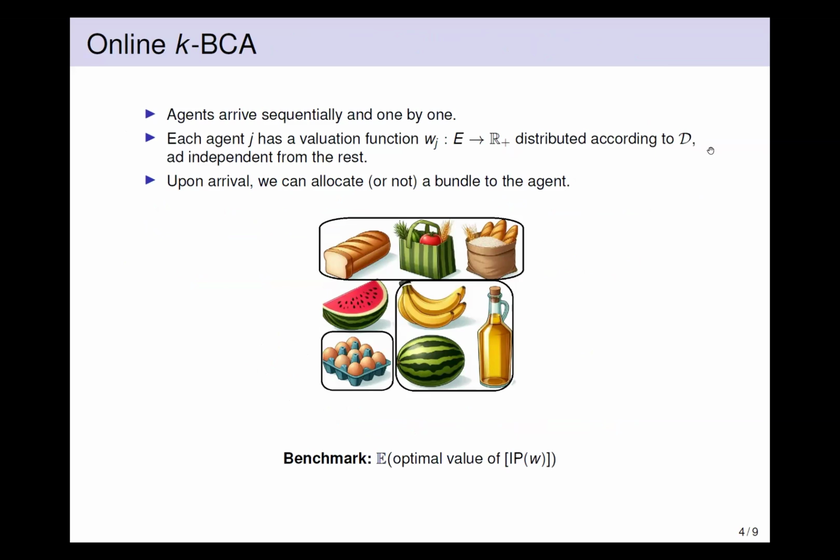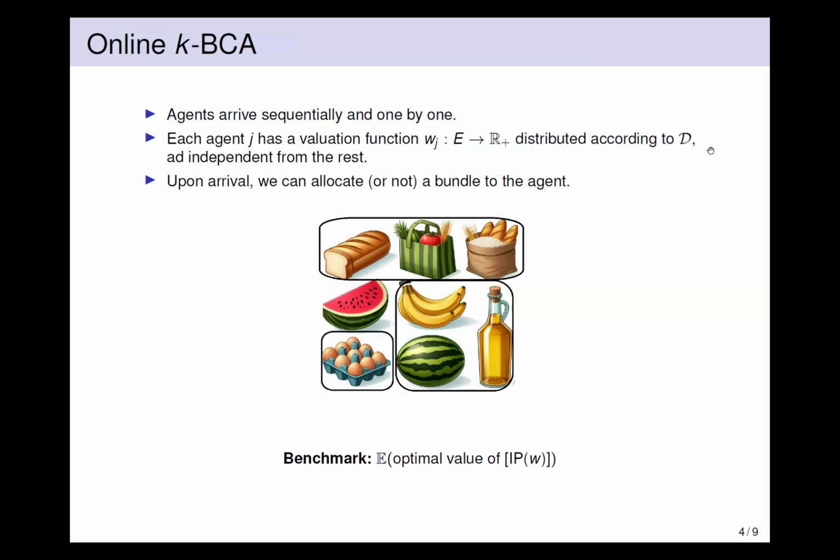Okay, now the online setting, right? The online setting. So now the agents arrive sequentially, one by one. And each agent has a valuation function, again, Wj, right? But Andres yesterday showed an example that if you do not assume anything about the environment, if the environment is fully adversarial, then you will not do anything good, right?